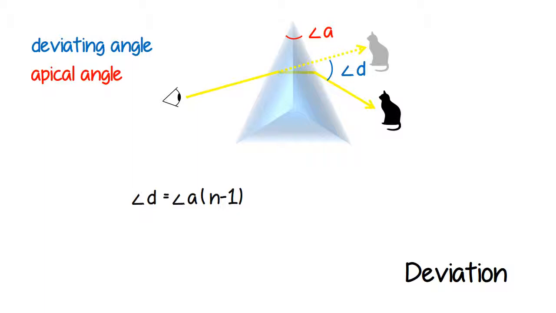So let's think about it a second. This is saying the angle of deviation, which means how much the light is bent by the prism, is dependent upon the apical angle. So if it's a narrower angle or a wider angle, think of what that's going to do to the shape of the prism. It depends upon that, and it depends upon the material that the prism is made out of.